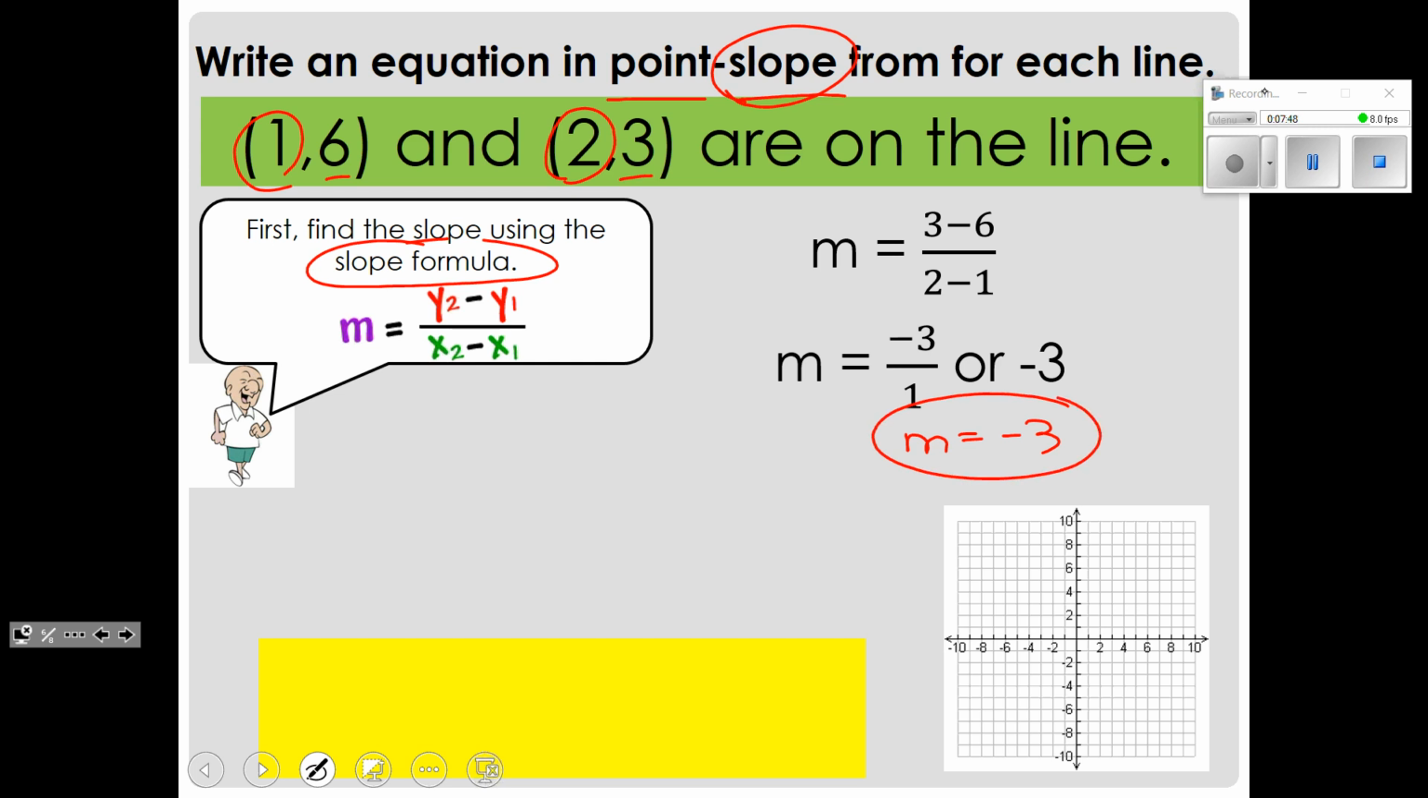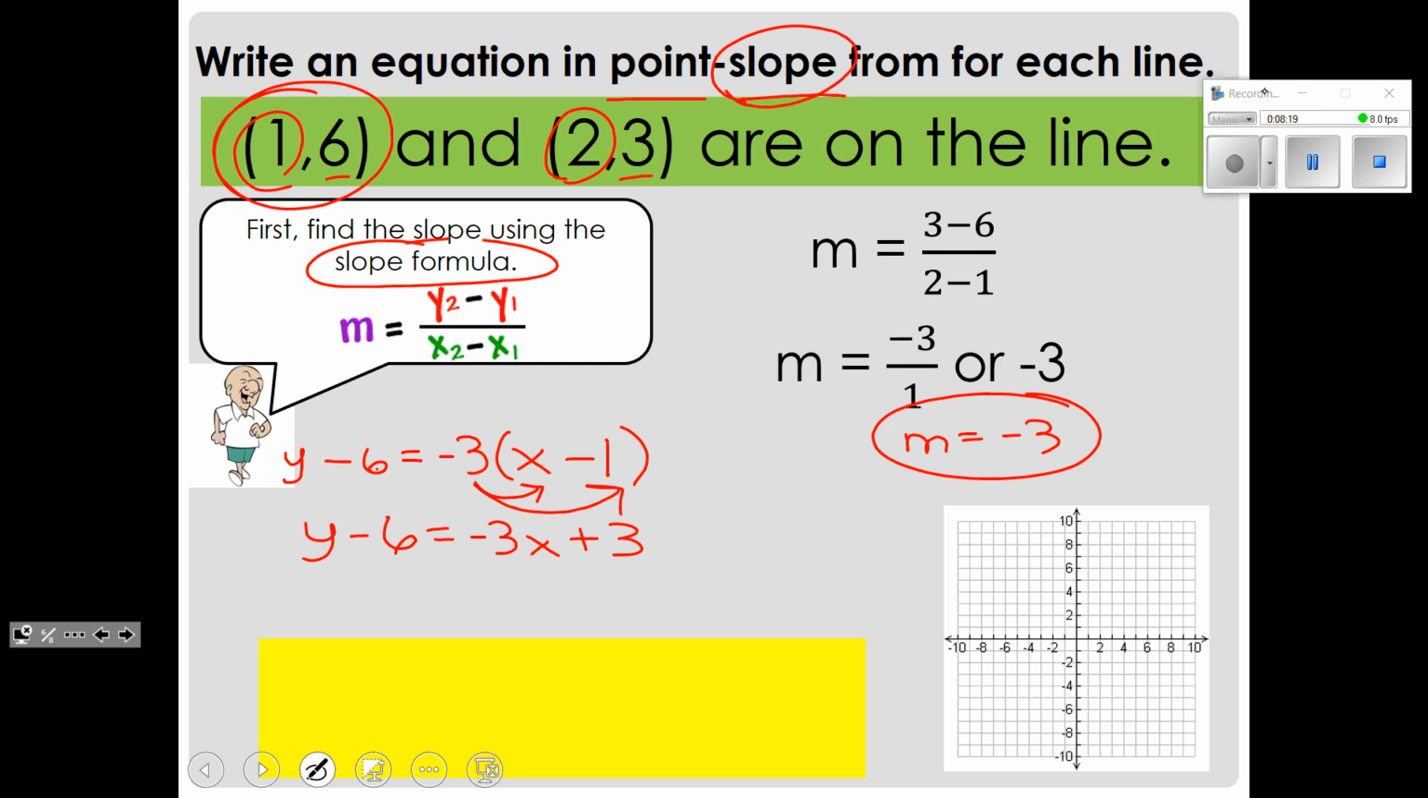We're going to use the slope and one of the points and plug it in. Let's use 1, 6. So when we plug that in, that would be y minus 6 equals, we put the slope, negative 3, and in parentheses, x minus 1. So we plugged in the 1, 6, and the slope. If we were going to put this in slope-intercept form, we first do the distributive property, which gives us y minus 6 equals negative 3x plus 3. One last step, adding 6 to both sides to the like terms. And we have y equals negative 3x plus 9.